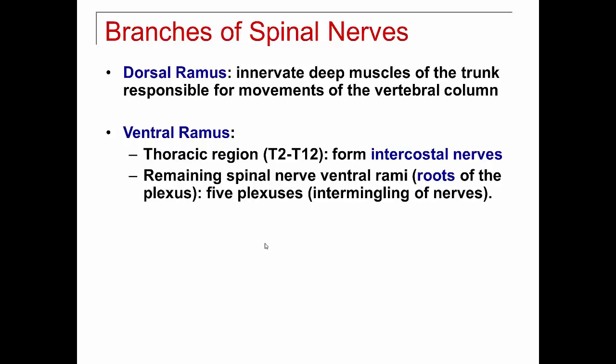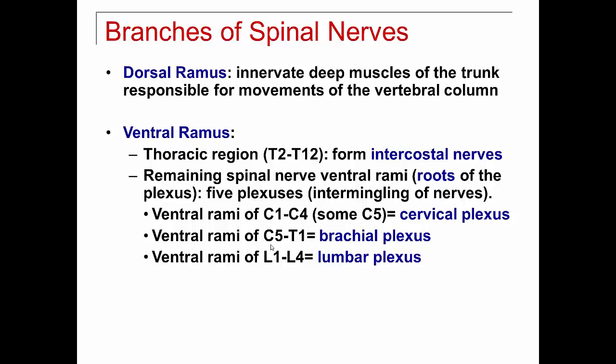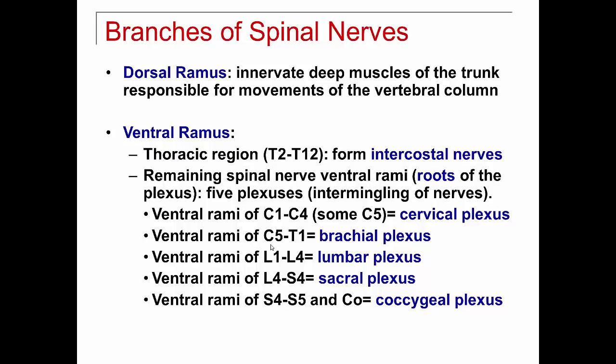The ventral rami of the rest of the spinal nerves become the roots of the plexuses, which are essentially the intermingling of nerves which exit the spinal cord. There are 5 plexuses in total. The ventral rami of C1 to C5 form the cervical plexus. The ventral rami of C5 to T1 form the brachial plexus. The ventral rami of L1 to L4 form the lumbar plexus. The ventral rami of L4 to S4 form the sacral plexus. And then the final plexus is the ventral rami of S4 and the coccygeal nerve.